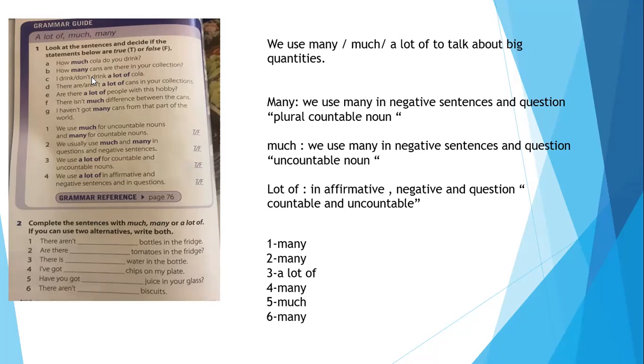Here, I drink or I don't drink a lot of cola. فأقدر أستخدمها a lot of cola. It's a sentence and for negative, okay? For affirmative and for negative. There are or aren't a lot of cans in your collections.